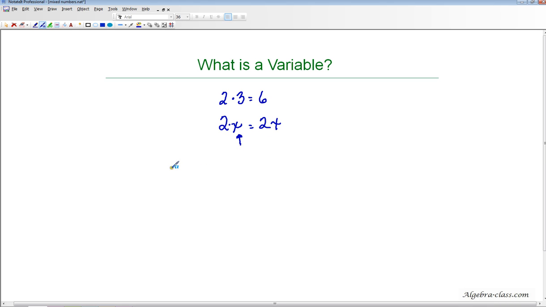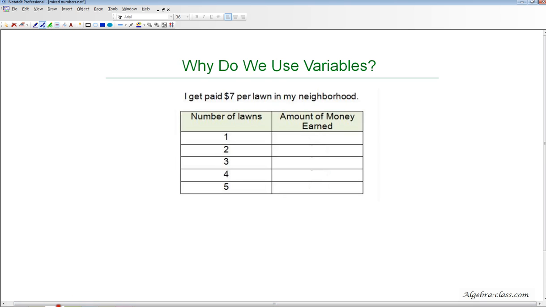Why do we use variables in algebra? Why not just continue to use numbers? So let's think about a real-world scenario for a minute. Let's say that I get paid $7 per lawn in my neighborhood to mow. So for my neighbors, I'm getting paid $7 to mow their lawn.